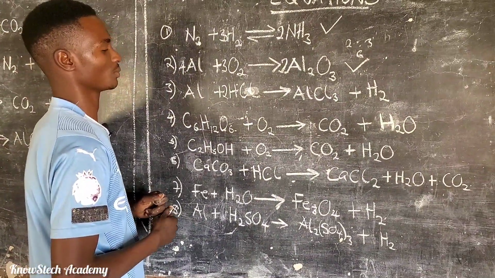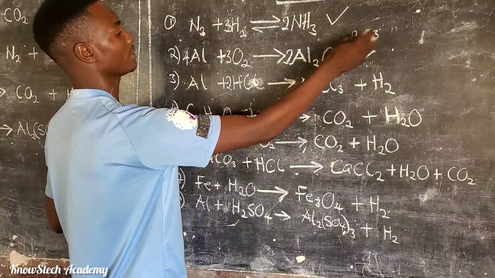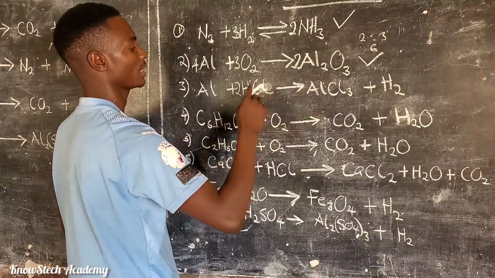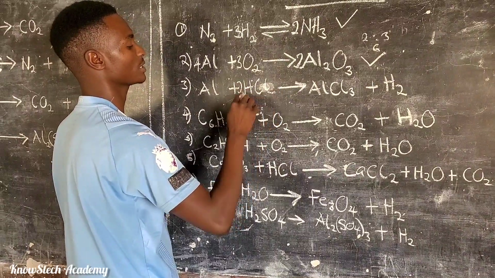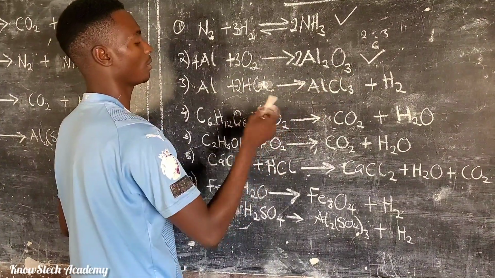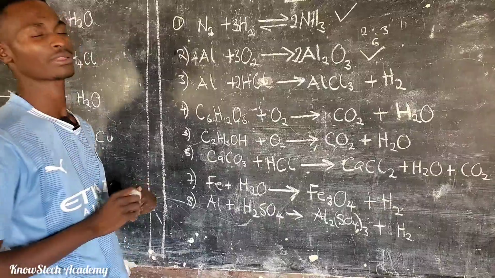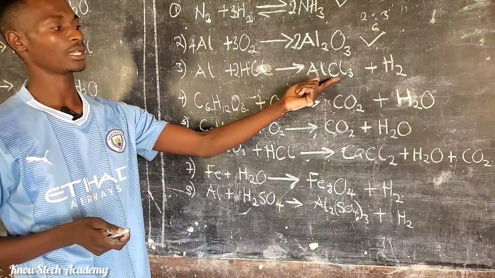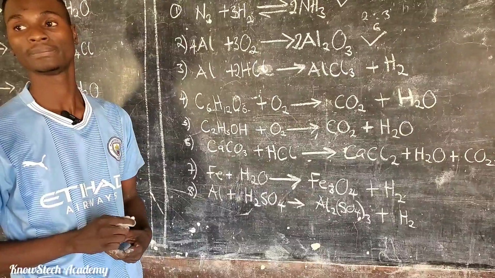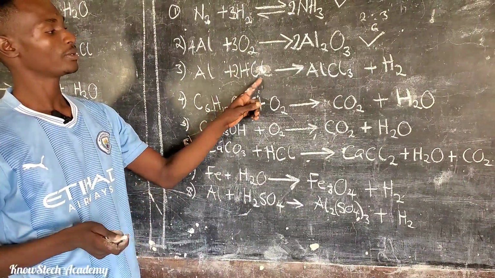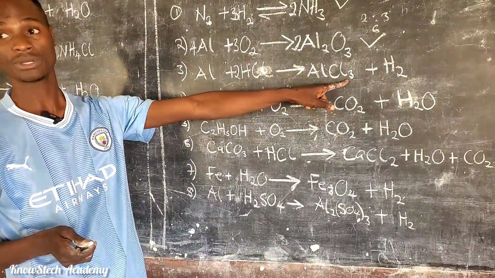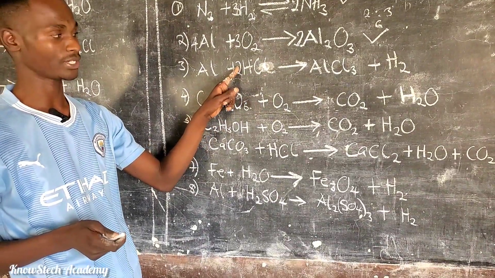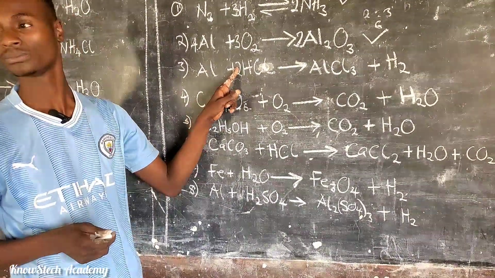So what am I going to do? Remember what we've done previously, between 2 and 3, we can change this to 6, or what? Anyone with an idea what we can do between the chlorine atoms this side and this side? Here we have 2, and this side we have 3. Remember the 2 is not here, the 2 is in front as a coefficient. What do we do?